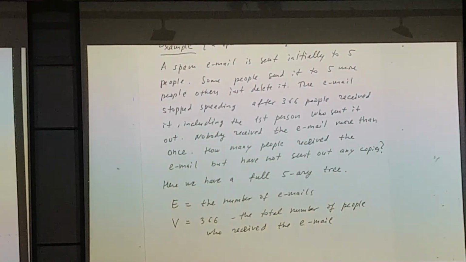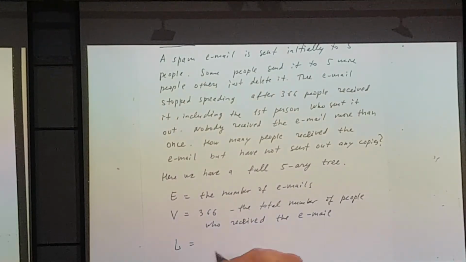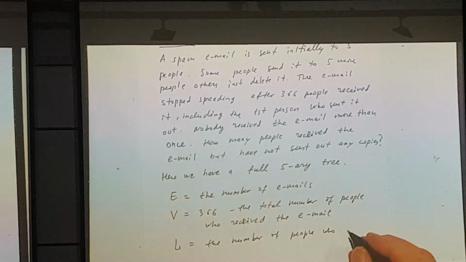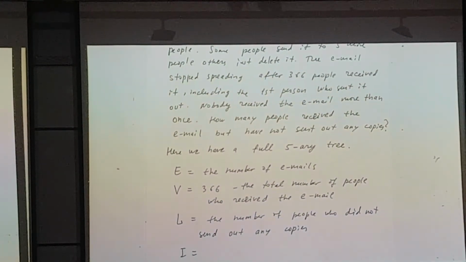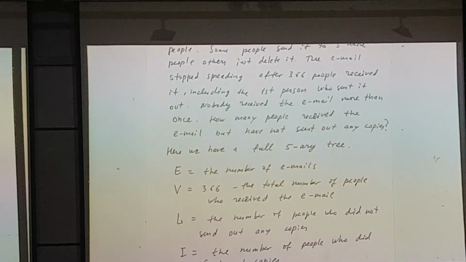And then we are interested specifically in people who received it but did not send out any copies. Those will be the leaves. So L, the number of leaves in this graph, is the same as the number of people who did not send out any copies. We also have internal vertices, whose number we denote by capital I. That's the number of people who did send out copies. Okay, so we've introduced notation for everything. And now let's try out some equations.